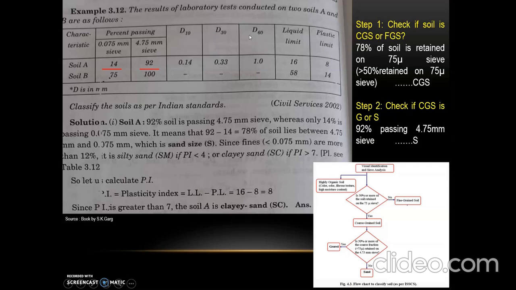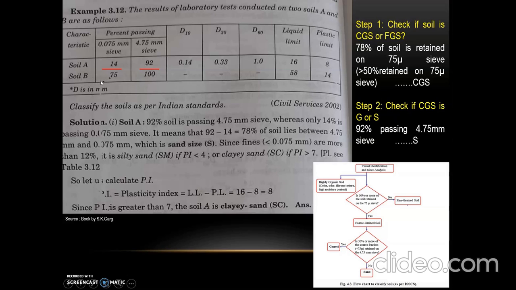D10, D30 and D60 values are given and these values will be used to find CC and CU to know whether the soil is well graded or poorly graded. The value of liquid limit is given as 16, plastic limit is 8.